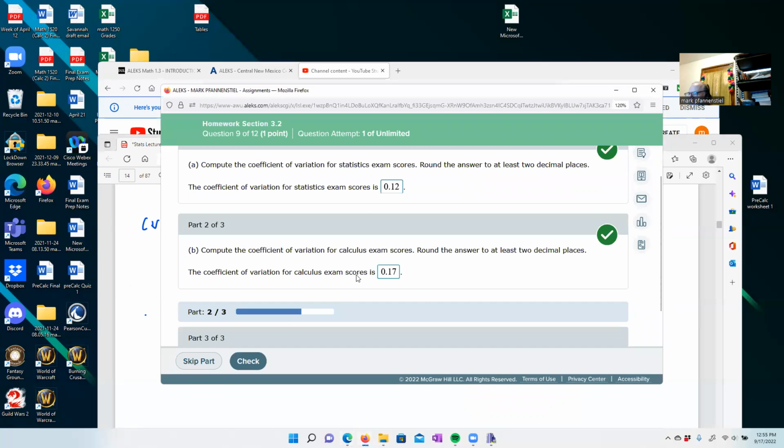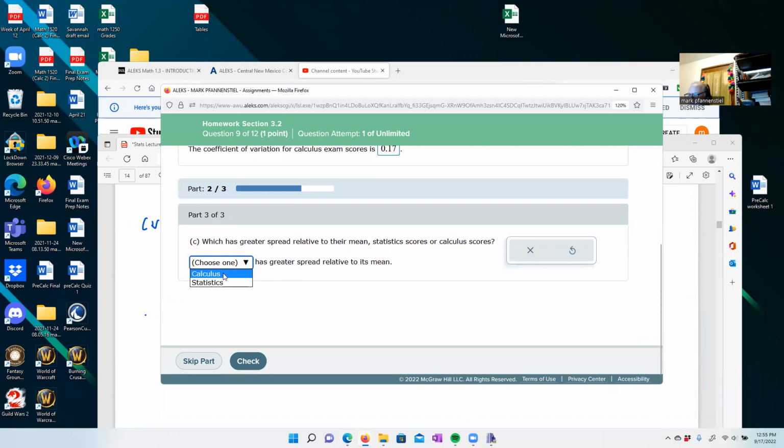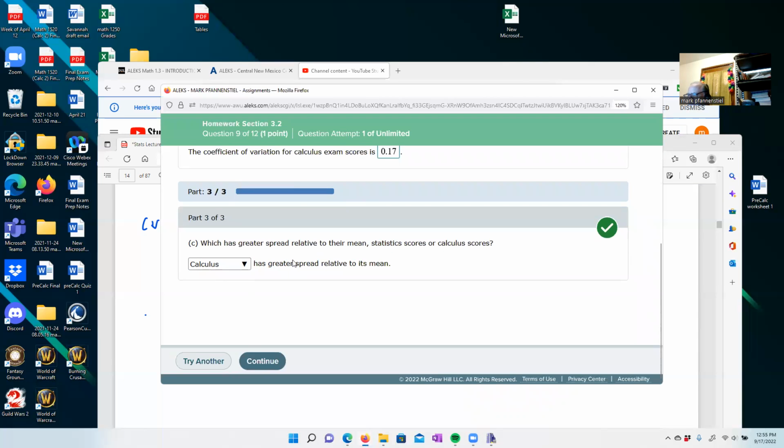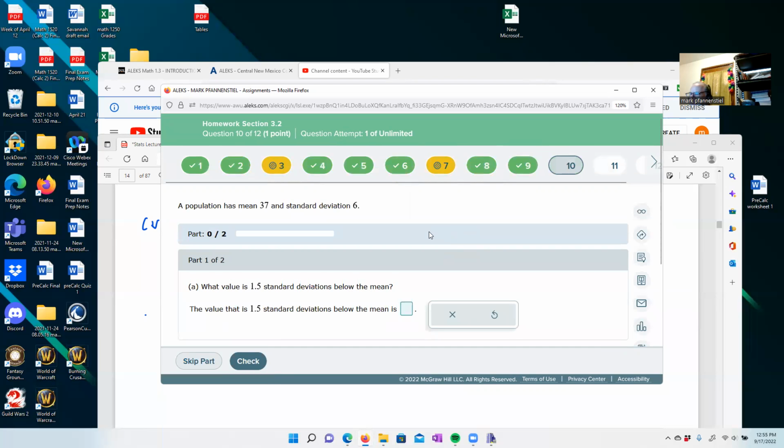So it looks like the calculus exam had a bigger spread here. So calculus had a bigger spread. All right, and then we should be okay to go with that. Okay, I'm not too happy about these particular questions. I feel like I'm not going to memorize that. Okay, I'll forgive.